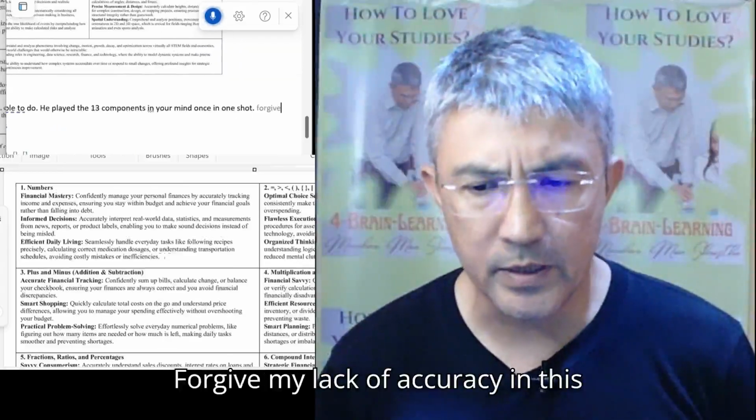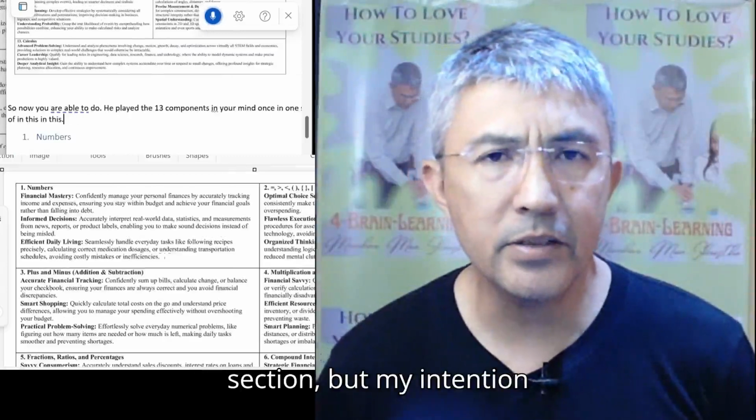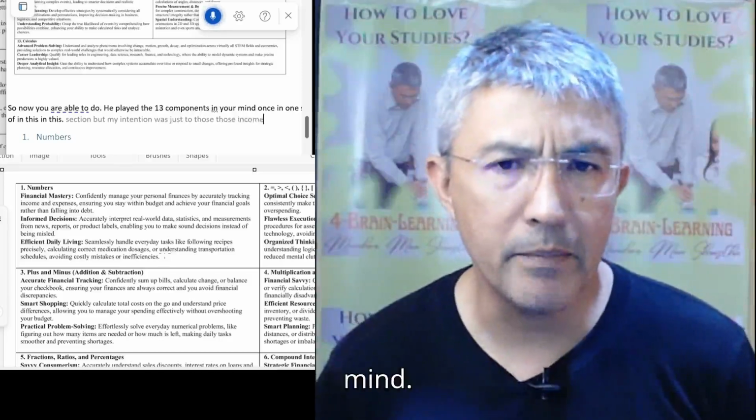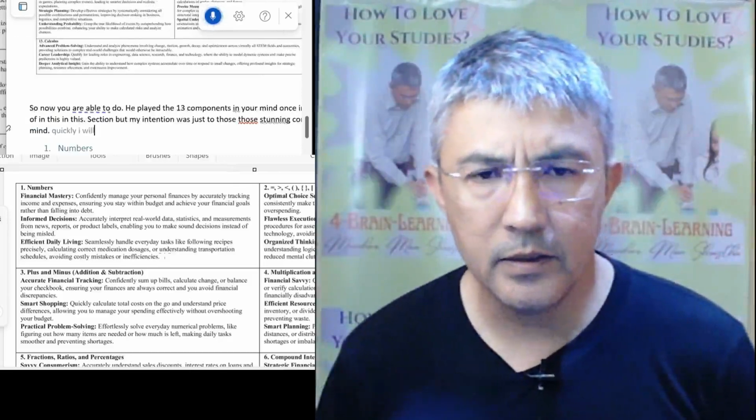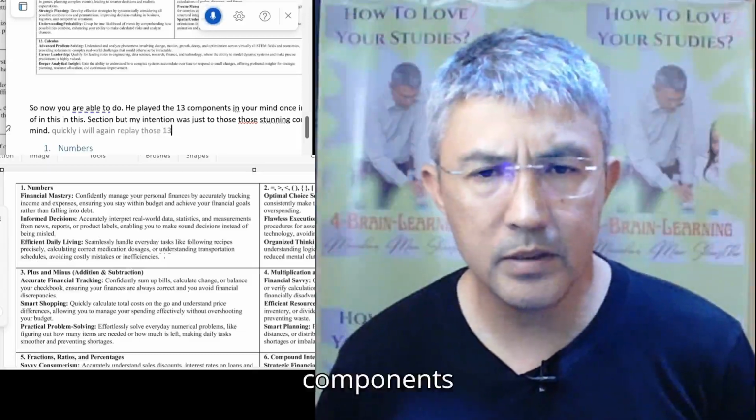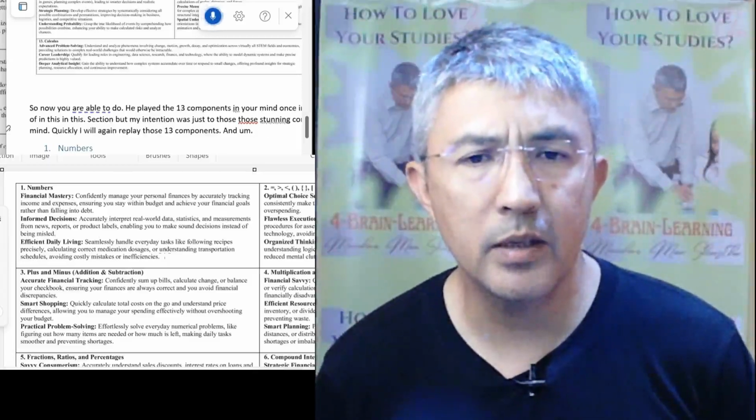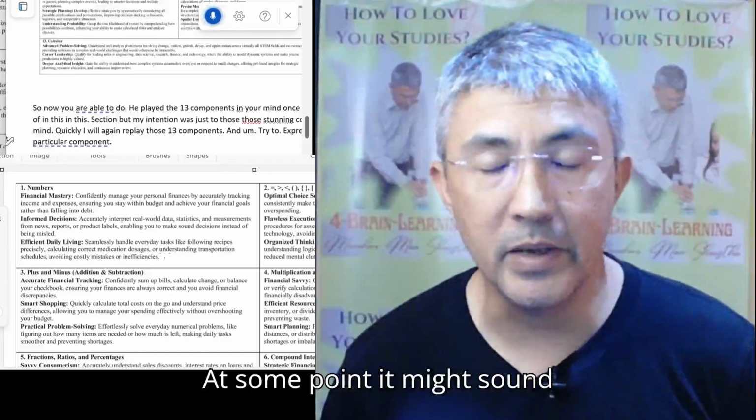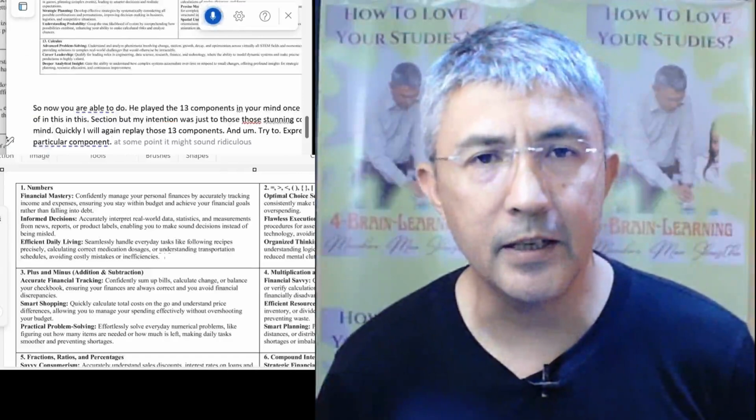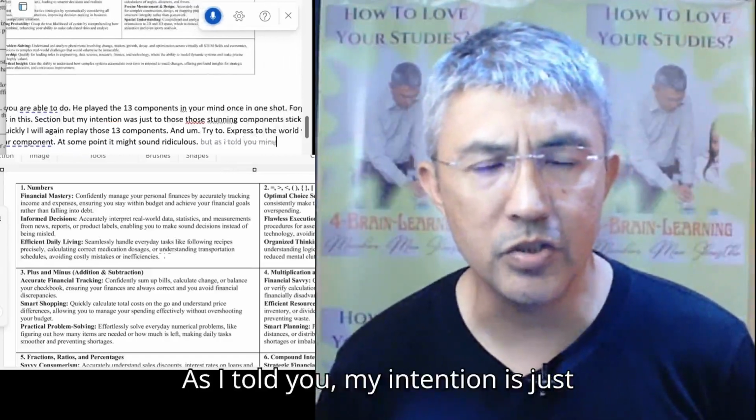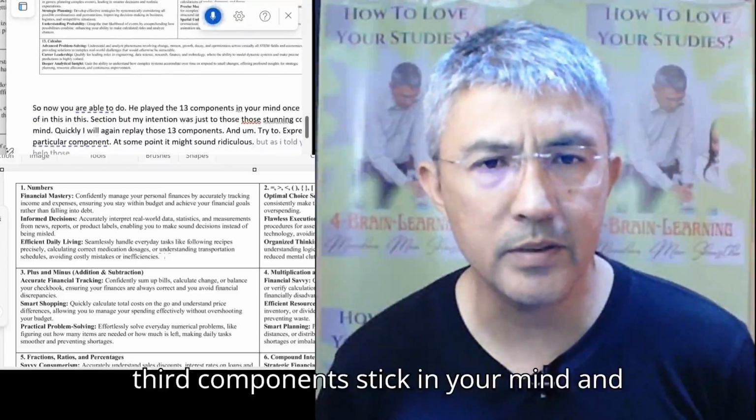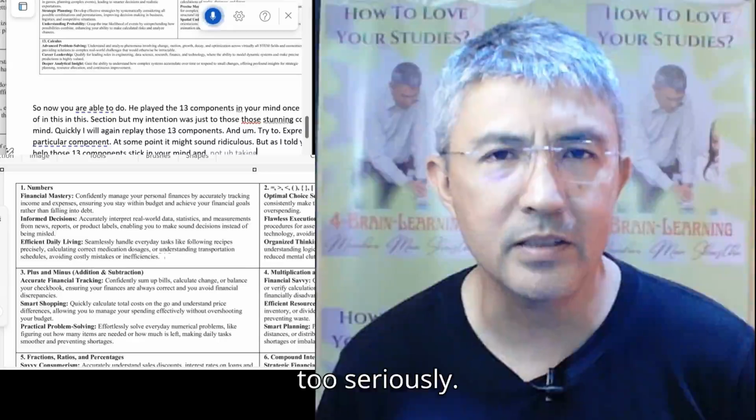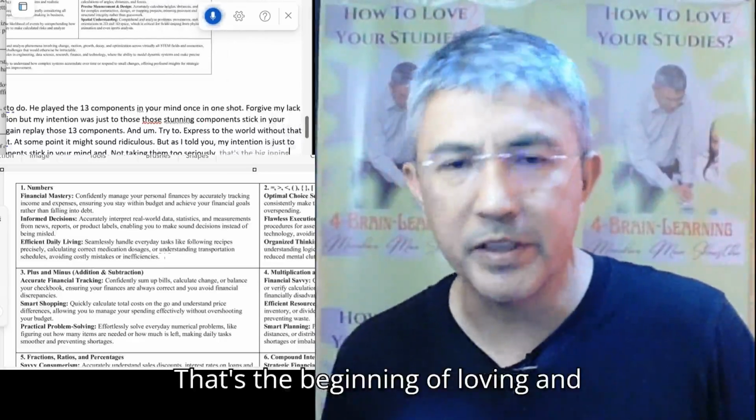Forgive my lack of accuracy in this section, but my intention was just to make those 13 components stick in your mind. Quickly, I will again replay those 13 components and try to express a world without that particular component. At some point, it might sound ridiculous, but as I told you, my intention is just to help those 13 components stick in your mind and not taking them too seriously. That's the beginning of loving and appreciating a subject.